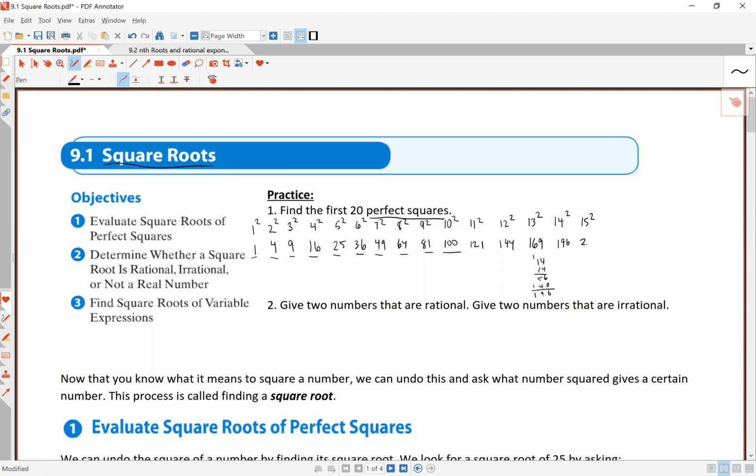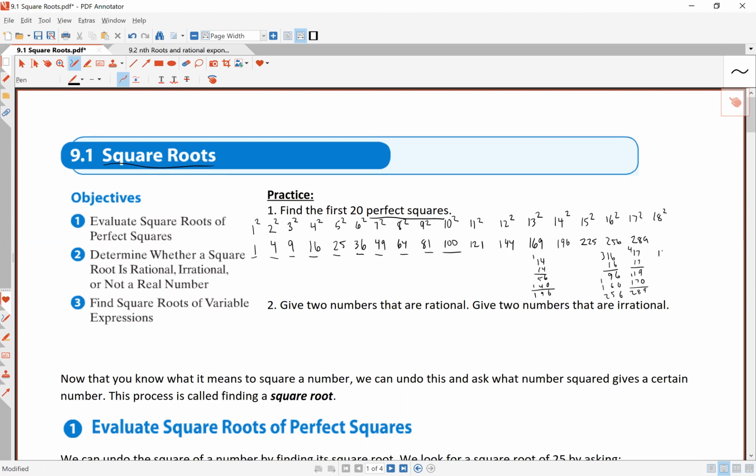15 squared is 15 times 15, or 225. 16 times 16, I tend to forget this one as well. 256. 17 times 17 is 289.